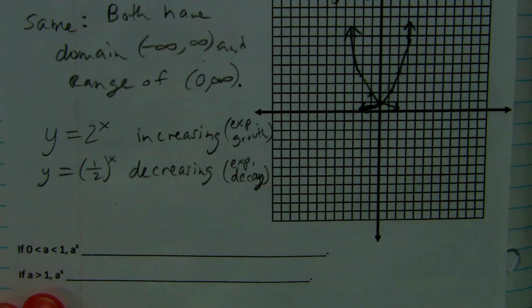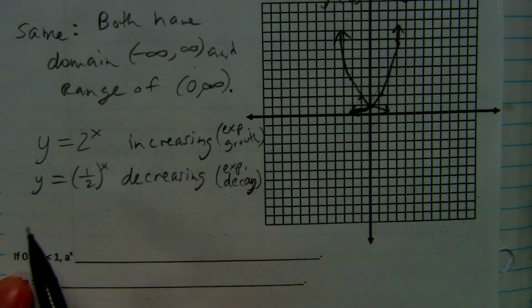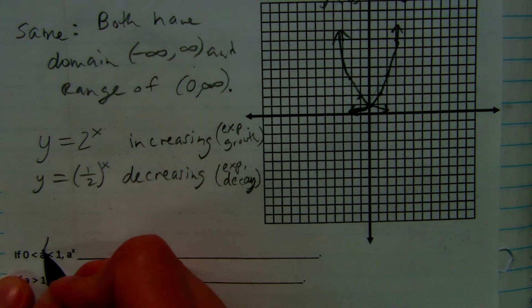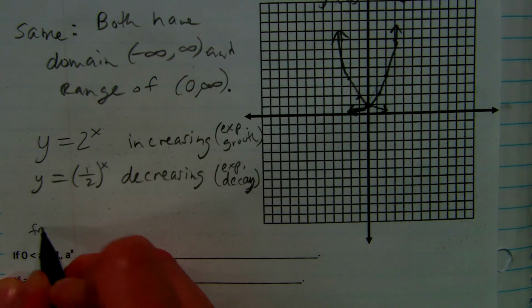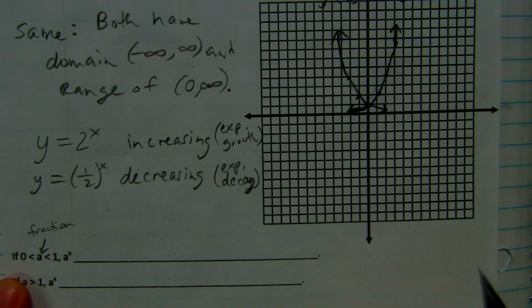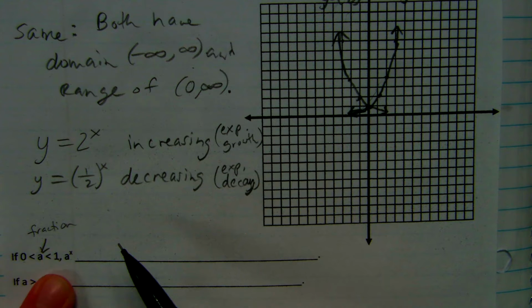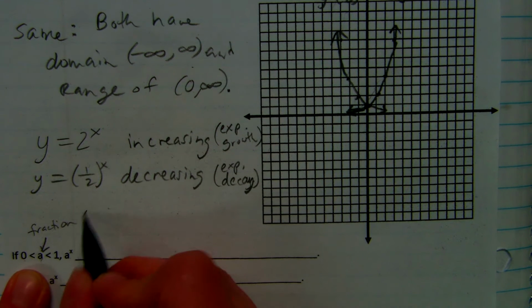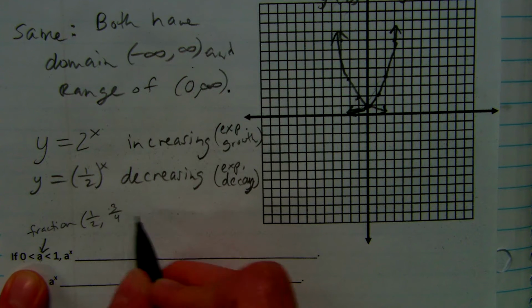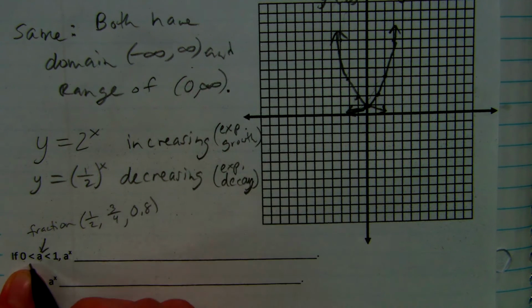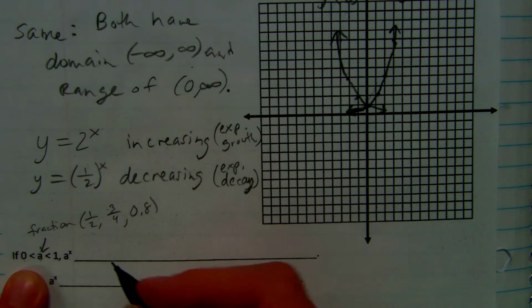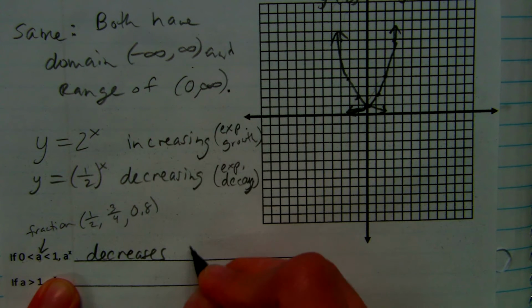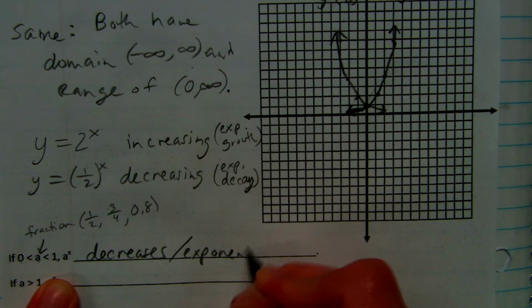Okay, so let's go down to the next line. It says if a is between 0 and 1, in other words, it's like a fraction or decimal, a proper fraction, like the one that has the 1/2. No matter what that number is, 1/2, 1/5, 3/4, 0.8, whatever it is, if it's between 0 and 1, then we're going to say that the function decreases and that it is exponential decay.